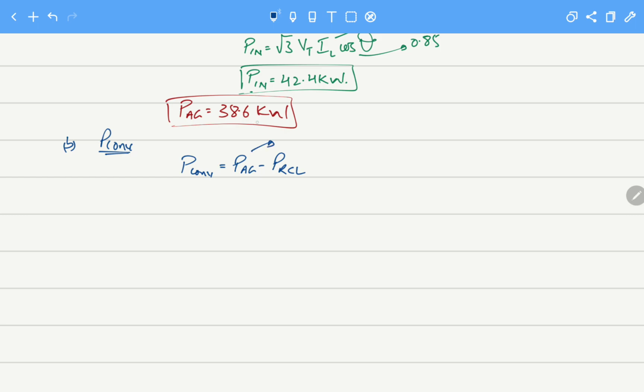So the air gap power we have calculated, it is this one, and the rotor copper losses they have already given to us, that is 700 watts. So the power converted will then become 37.9 kilowatts.